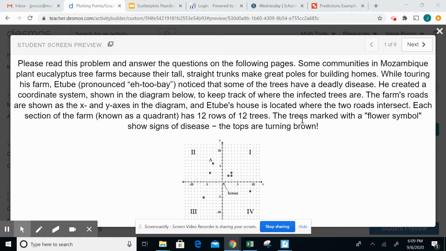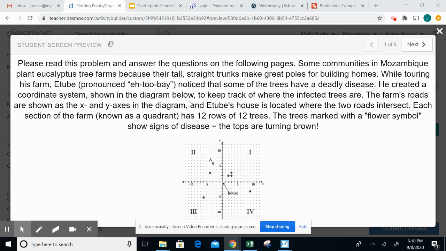Basically, what it says here is this man, E2 Bay, owns a farm, and on that farm he grows eucalyptus trees for lumber, to build homes. All right. So he's walking through his farm and he noticed some of his trees are diseased. All right, so this diagram, which is going to come up throughout the entire thing, shows all of his trees and which ones are diseased.